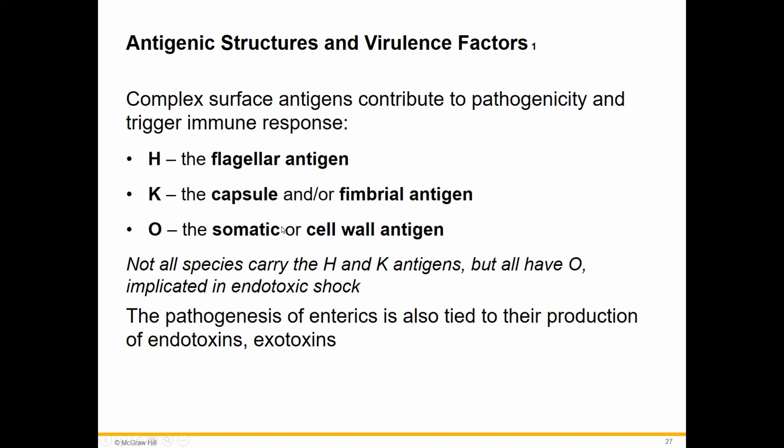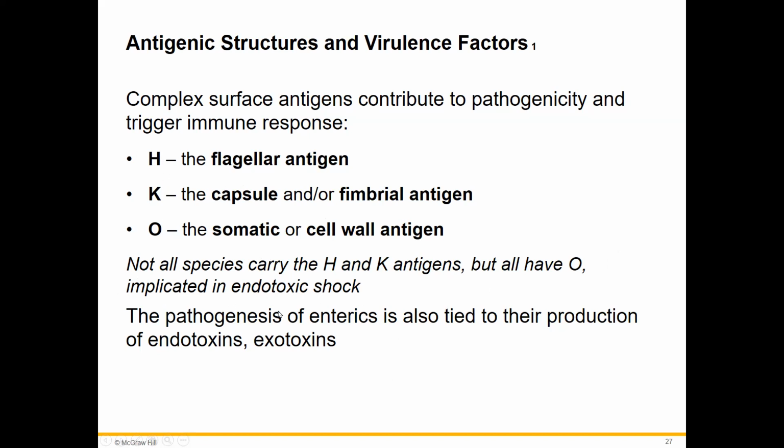The O antigen is the somatic or cell wall antigen, meaning that their cell wall has extra protection against getting bored through by a natural killer cell or a cytotoxic T cell. It also is the antigen that's associated with endotoxic shock, the LPS component that can actually cause a lot of the pathogenicity, the pathosymptoms. All of them have the O antigen, the endotoxic shock component. Not all of them have the H or the K antigen.